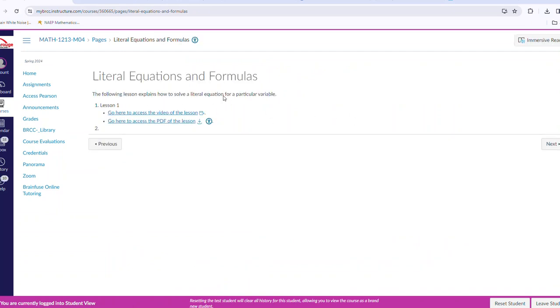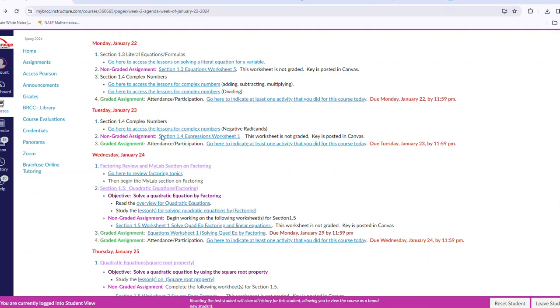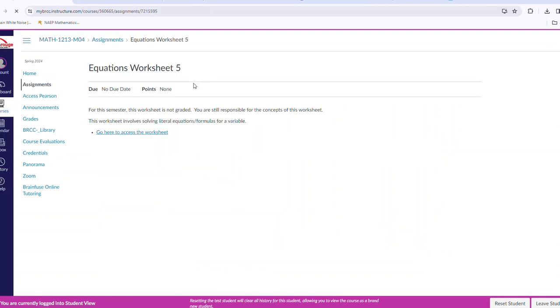So if I click on this one right here, here's a lesson on literal equations. And so that's something you're going to need to be able to do for one of your MyLab assignments. Let's go back, and the same thing. And then there's a non-graded worksheet that goes with that one. So when you click on it, notice that if it was graded, you should see something up here that says start assignment. Remember that? It'll say start assignment. This one doesn't. So if it doesn't, what does that mean? It means it's not graded. But here's a worksheet. So you open it up.